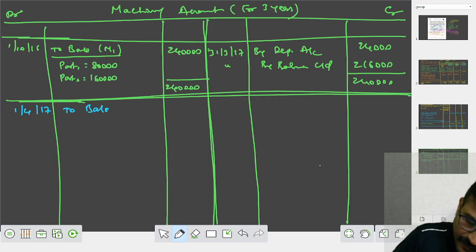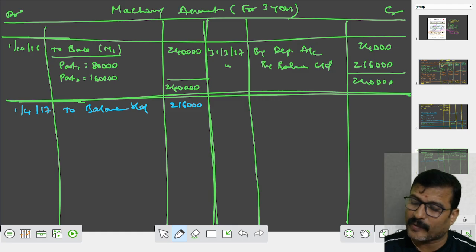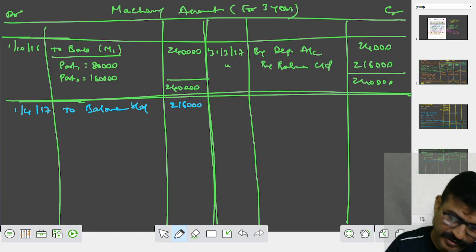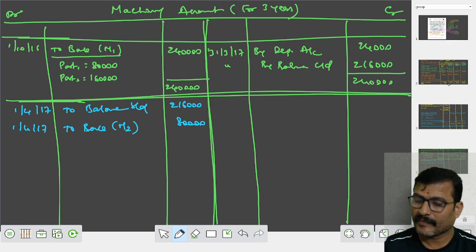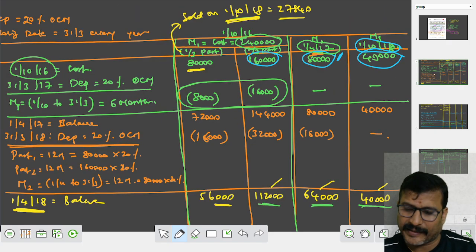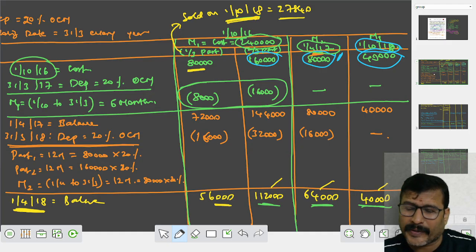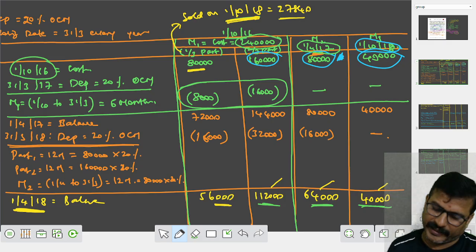What to write? To balance brought down, it comes to rupees 2,16,000. Right? In second year, what happened? In second year, on April 17, M2 is purchased for an amount of rupees 80,000. I think only that thing happened in second year. M2, part 1 is sold in next October 18 and also purchased M3 in October 18. Only one machine is purchased in the second year.